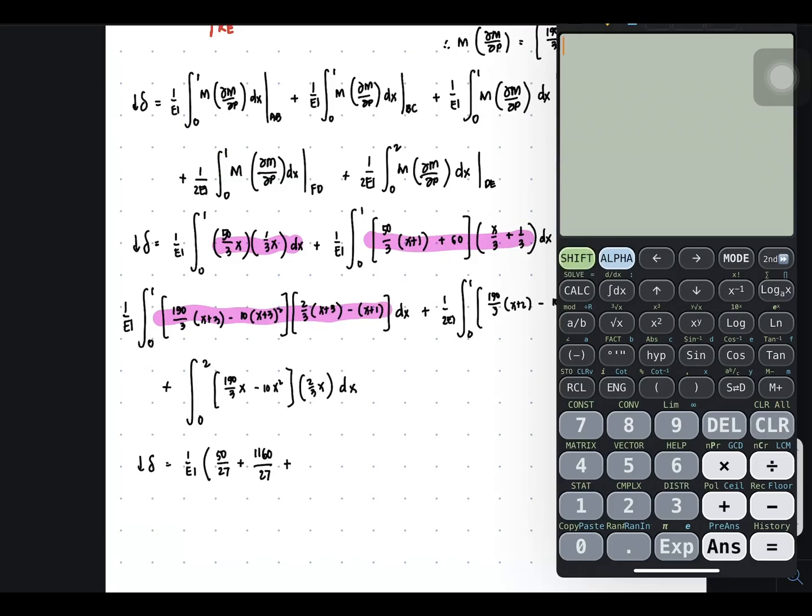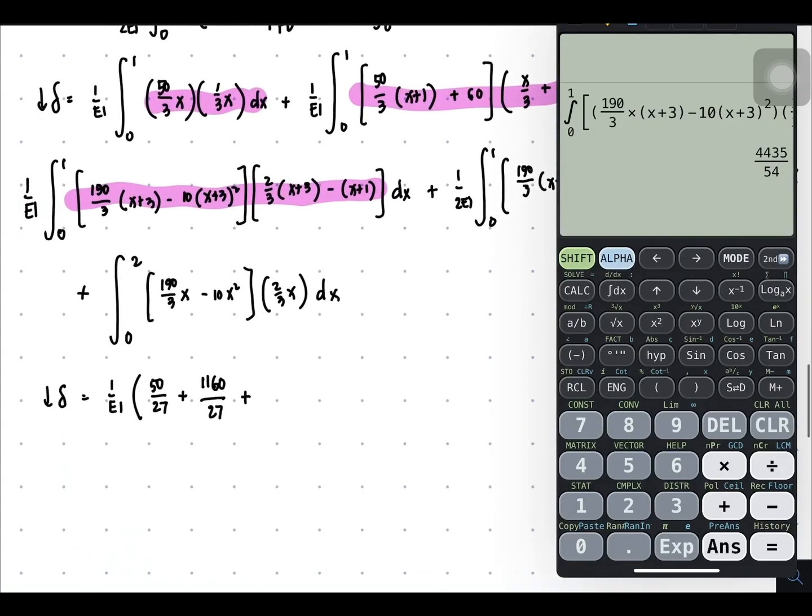This one. So you get the integral. It's 190 over 3 times x plus 3 minus 10 times x plus 3 squared and times 2/3 of x plus 3 minus x plus 1, and the limit is from 0 to 1. So this is 4435 over 54.